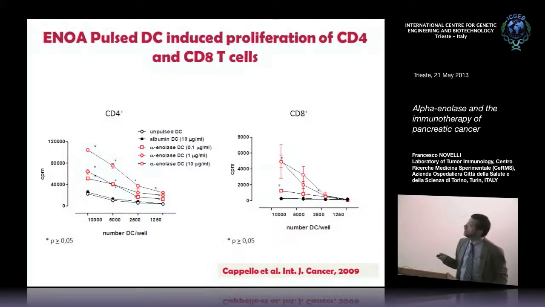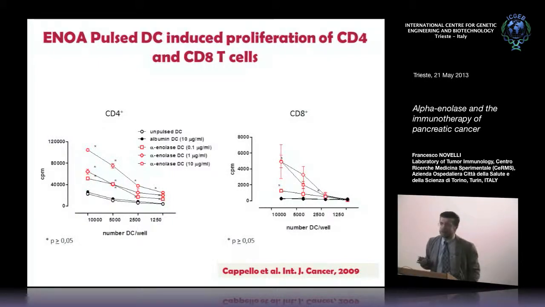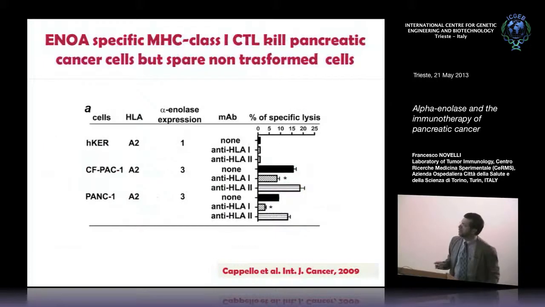What was very clear was that alpha-enolase, when used to pulse dendritic cells, clearly induced proliferation of CD4 and CD8 cells. Here you can see that unpulsed DCs were not able to induce any proliferative response in either CD4 or CD8. When we pulsed dendritic cells with a non-relevant antigen such as albumin, there was no proliferative response, but enolase induced proliferation of both CD8 and CD4 in a dose-dependent manner. So there is no doubt that alpha-enolase can be seen by CD4 and CD8 cells, and that these cells can be activated.